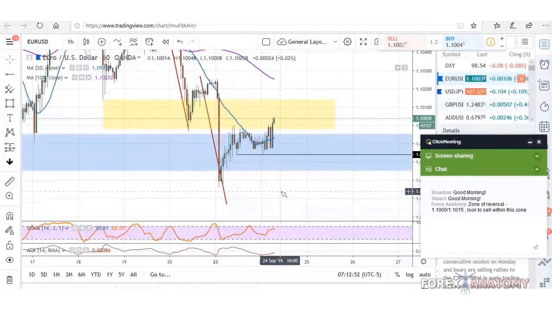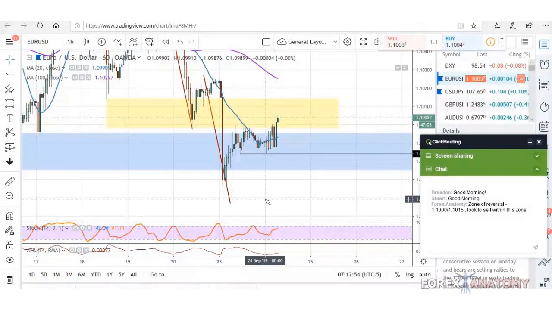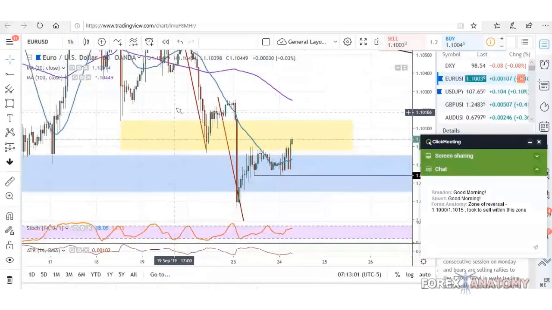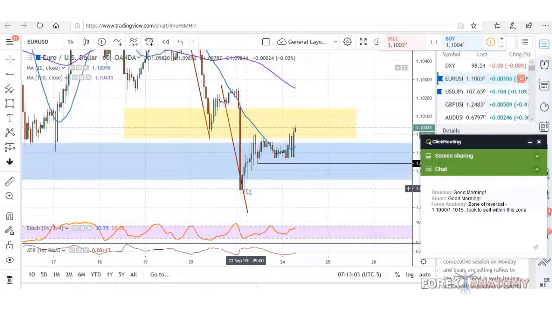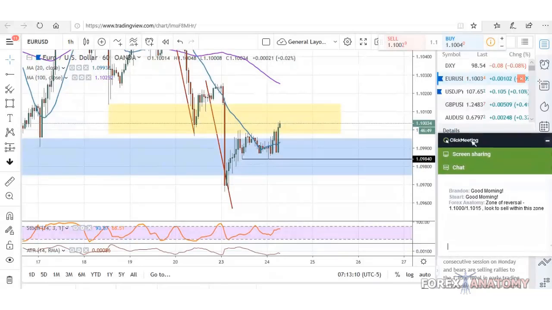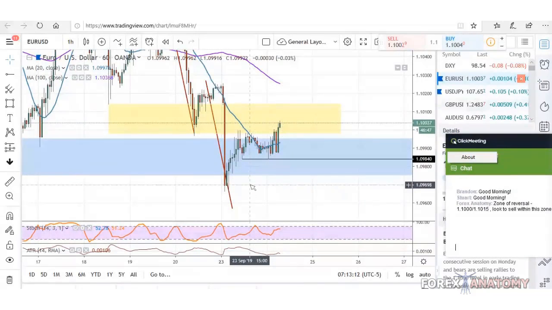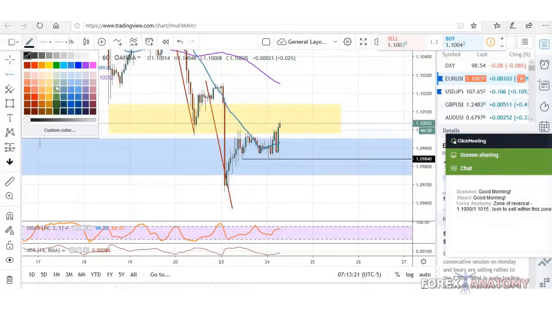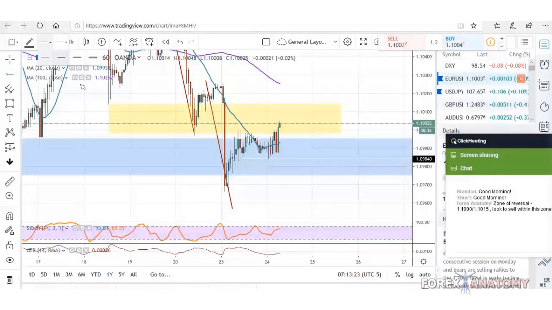Now, what would our target be? Okay, let's just put it like this. What we can do is keep it really simple and just target these lows right here. We don't have to shoot for extended targets. Just target the lows, right around here at 1.0970. You can just target that level as a target for this particular trade.